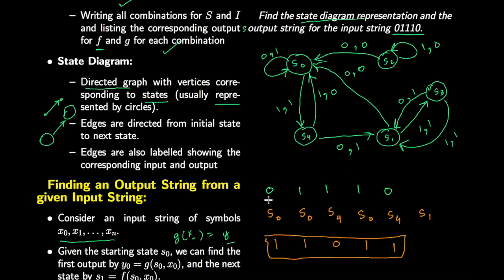So this is my output for this string. You can imagine any 5-bit string or any n-bit string, and you can find the corresponding output for this state machine.